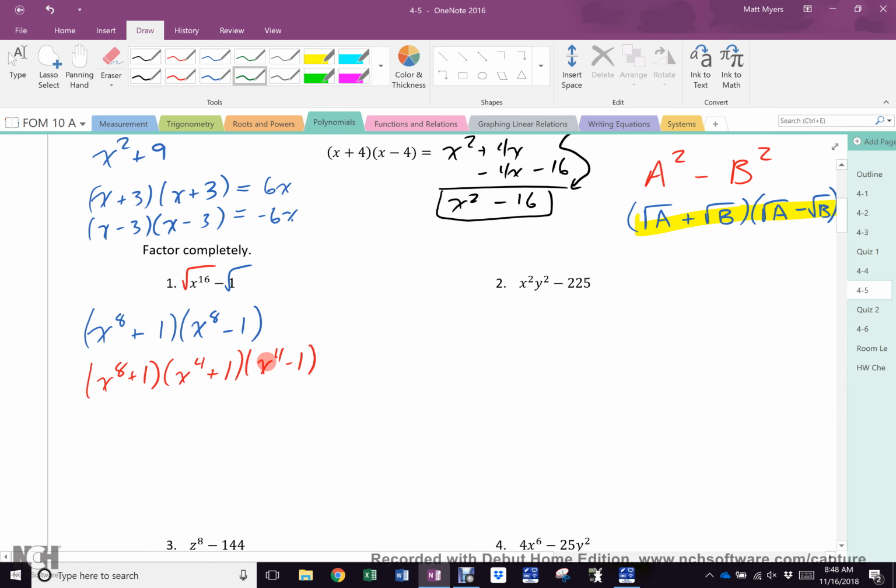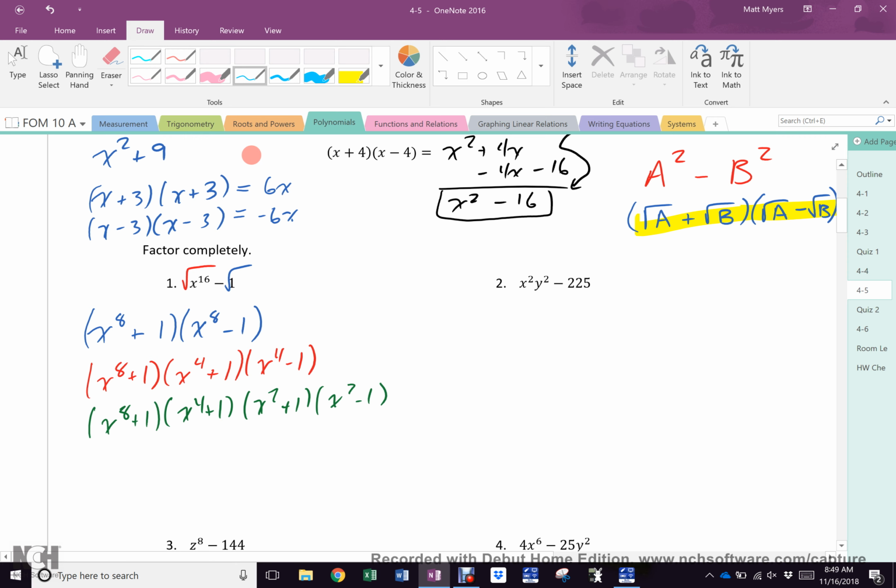What is that? Does that have a square root? What is it? X squared. Does that have a square root? So I got to keep going. X squared plus 1, x squared minus 1. Am I done yet?